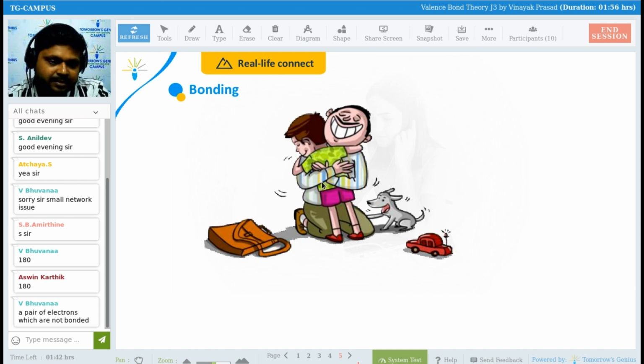So, a dative bond is also termed a coordinate covalent bond. It is a type of chemical bond in which one atom provides the shared pair of electrons for the formation of the bond, and it is one-sided sharing because the other atom does not share any electrons. Very good. Guys, give a big hand to Anil Dev because he has explained very well.